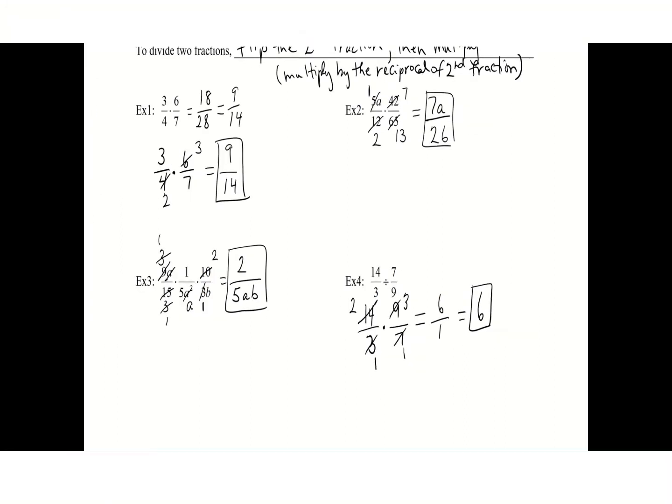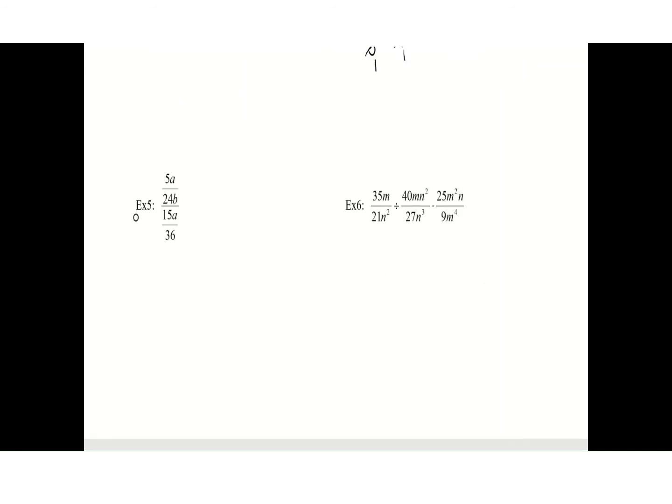So we will continue on with example 5 here, where we have a complex fraction of 5a over 24b divided by 15a over 36. So remember, to divide by a fraction, you will multiply by the reciprocal. So we can rewrite this as 5a over 24b times 36 over 15a. And then we can cross cancel rather than multiplying across to get such large numbers.